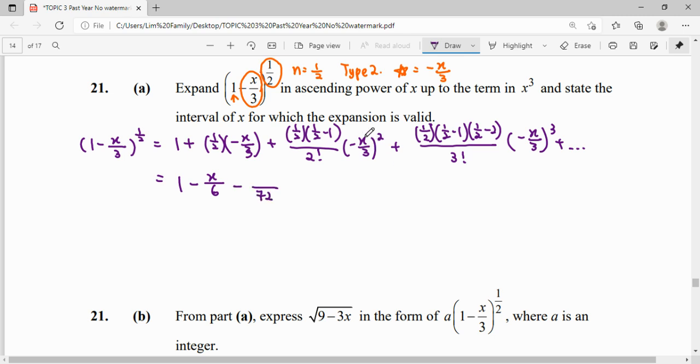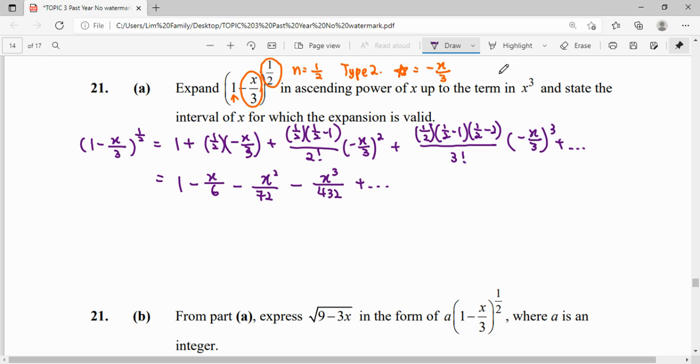For x squared, after squaring, it will give x squared. And then for this last term here, it will be 1 over 2 times 1 over 2 minus 1, 1 over 2 minus 2, over 3 factorial. Don't forget here, we still have the number negative 1 over 3 cubed. So our coefficient here, we get 1 over 432. After we finish the coefficient value, we put x to the power of 3. So this is our expansion.